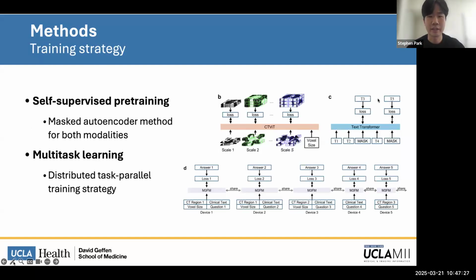So in terms of the training strategy, again, a high-level overview, there are two main steps they took. First is self-supervised pre-training, in which they used the masked autoencoder method for both modalities. So they mask out image regions, and for text, they mask out different text information, and they try to predict the missing information from each of the modalities. And then the second is multitask learning, in which they introduce a method they call a distributed task parallel training strategy, in which a separate device, a GPU device, for example, is allotted to each of the tasks, and each device would perform its specific task, and the weights of the model would be shared across the different devices. And hence, the gradient would be accumulated, and then it would do a joint training along these multiple tasks.